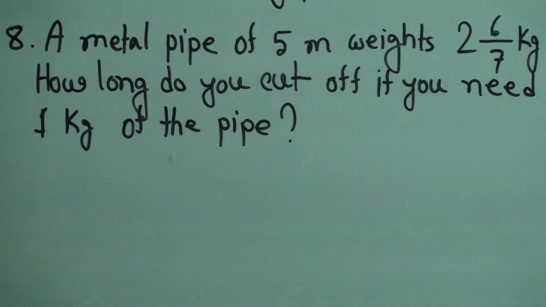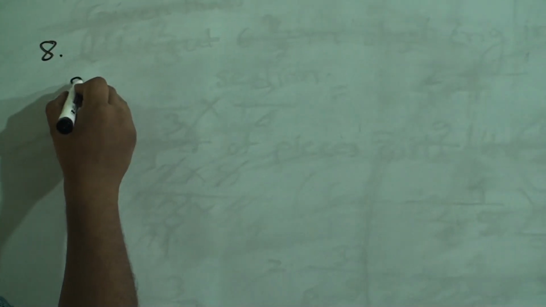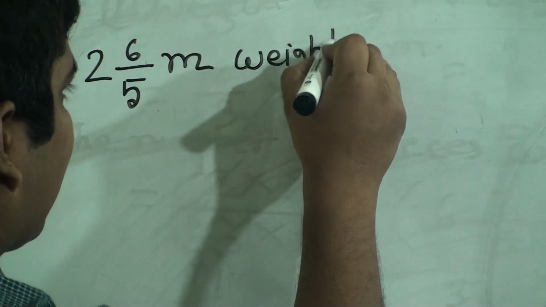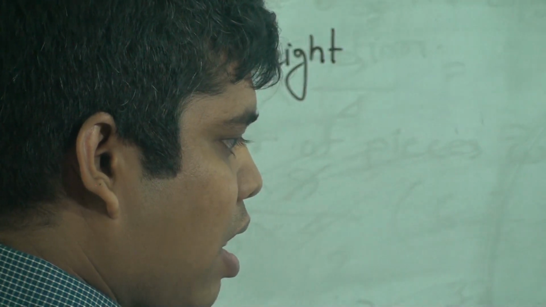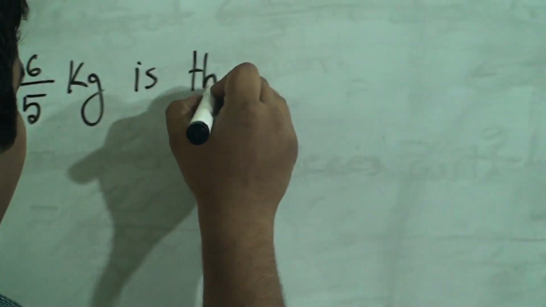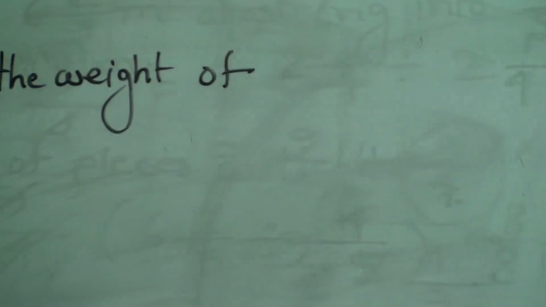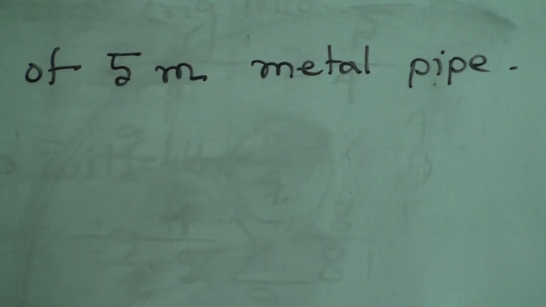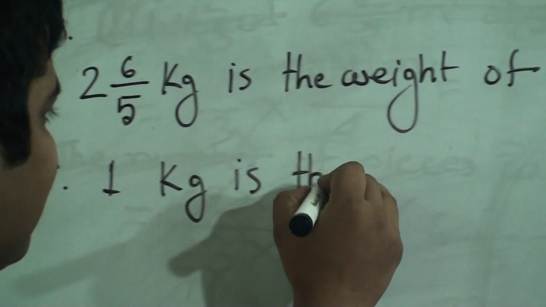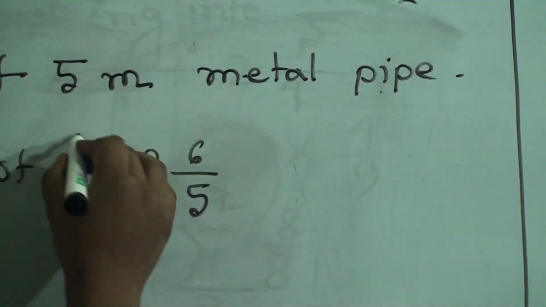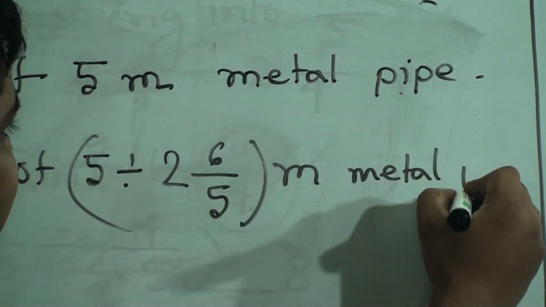Okay, so write first. Eight number question. So here first of all write 2 into 6 by 5 kg is the weight of 5 meter metal pipe. Okay, now 1 kg is the weight of 5 divided by 2 into 6 by 5 meter metal pipe.